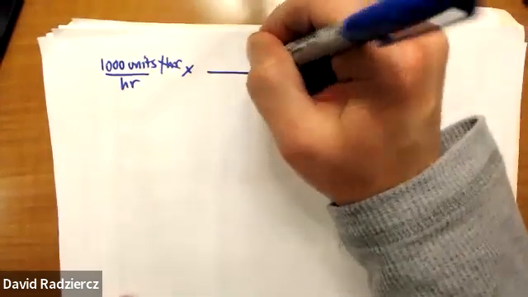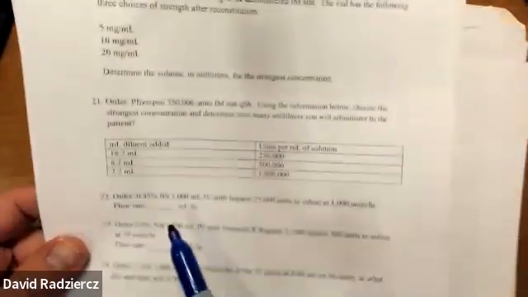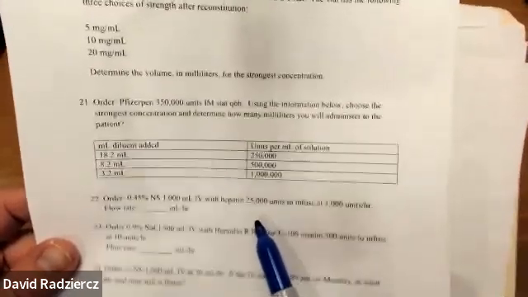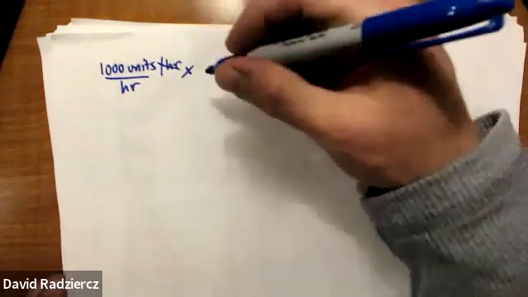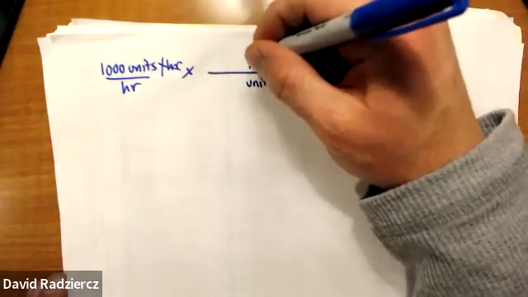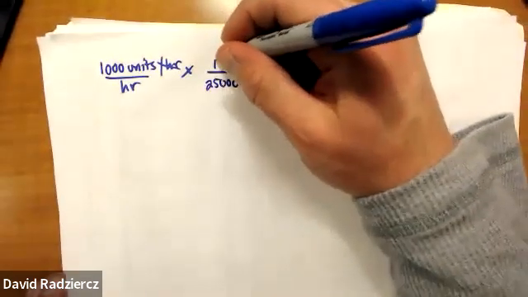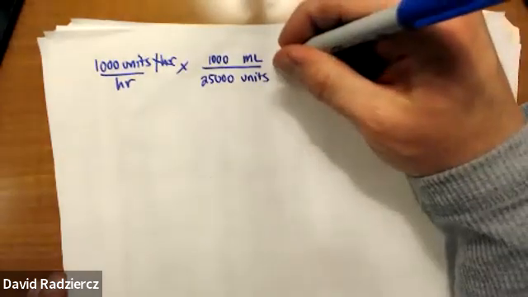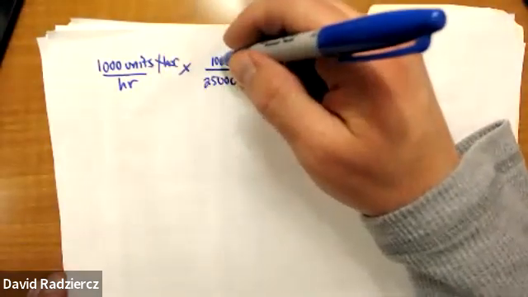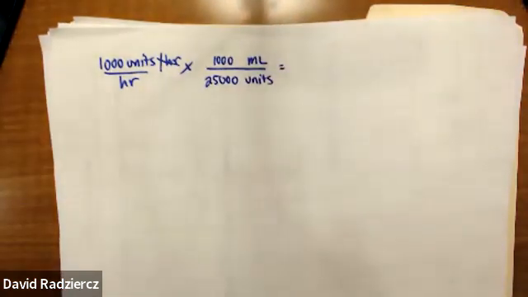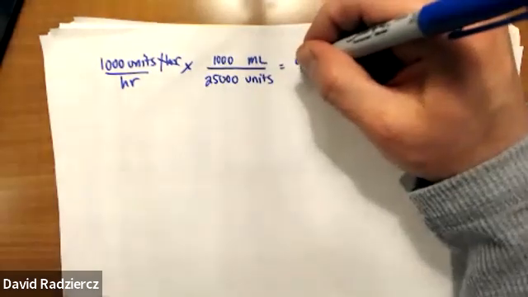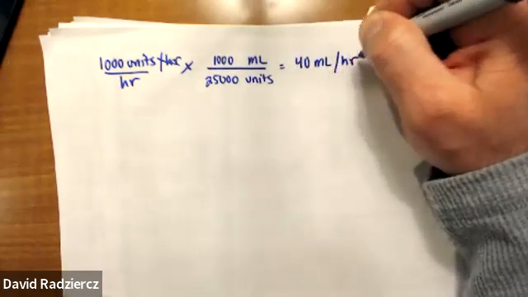So I'm going to take the given, and my given is the 1,000 milliliter IV that has 25,000 units of heparin in it. So I'm going to put units on the bottom, milliliters on the top, 25,000 units on the bottom, 1,000 milliliters is my IV. Then I'm going to multiply 1,000 times 1,000 divided by 25,000, and that'll be my answer. So 1,000 times 1,000 divided by 25,000 will give me an answer of 40 milliliters per hour.